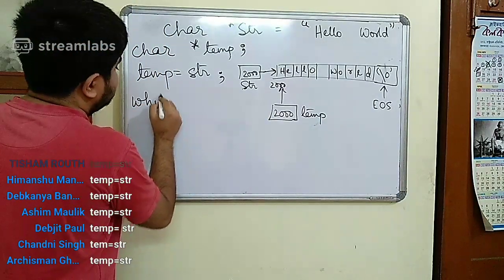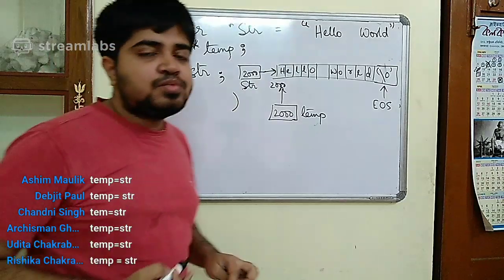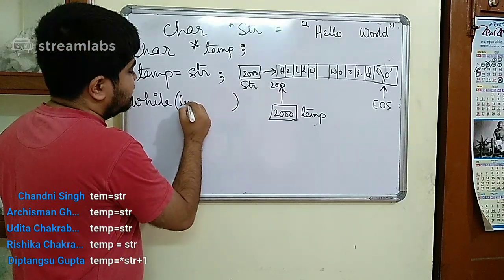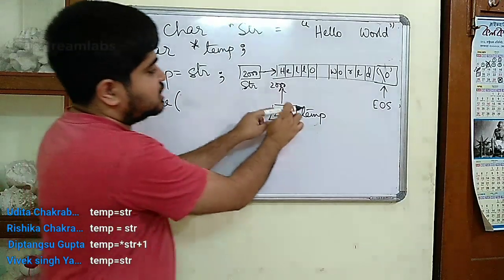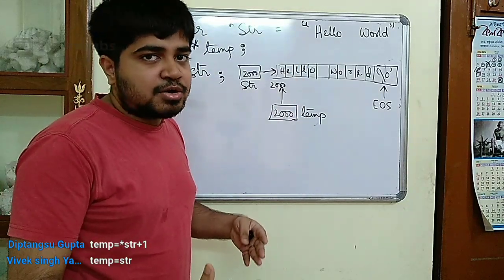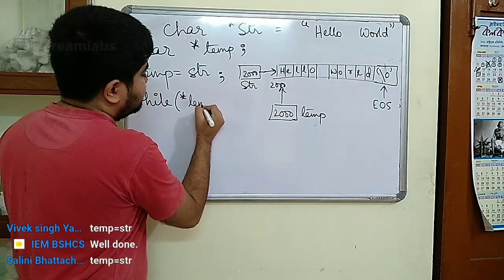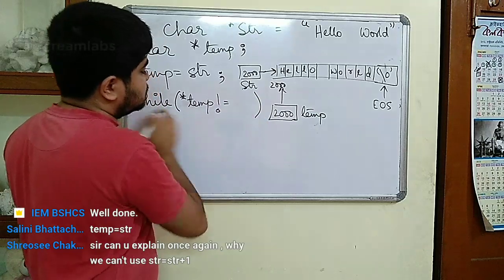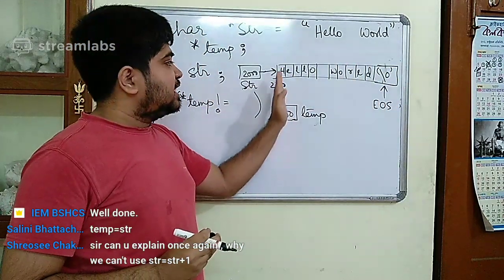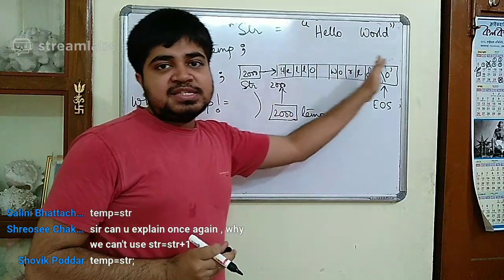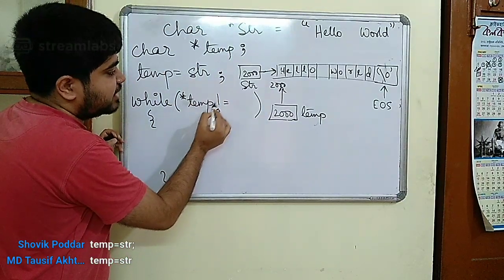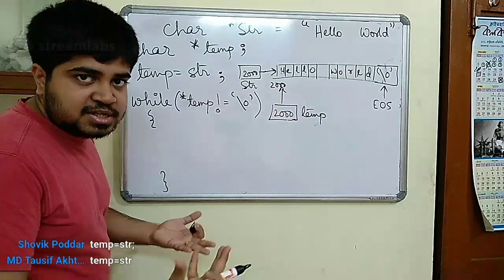So simply write while, and within while, what will I be specifying? Temp, just think about it. If I want the content of this, temp is 2000, but what is the content? Star of temp. Star of temp is the content, right? So simply, star of temp not equal to, this loop will proceed till what? Until we reach this slash 0. So until star of temp, that is the content, is not equal to slash 0, we will keep on proceeding.